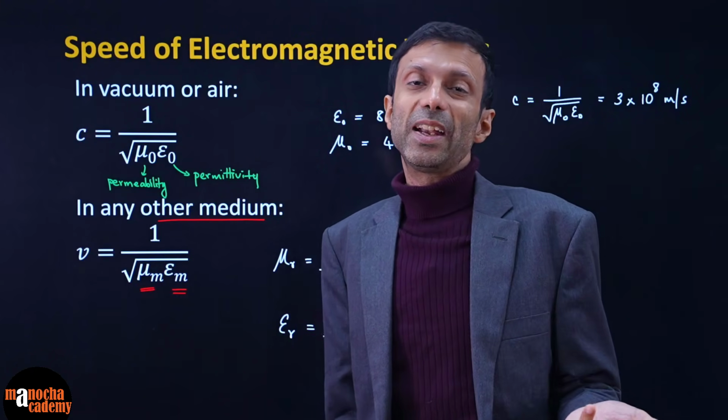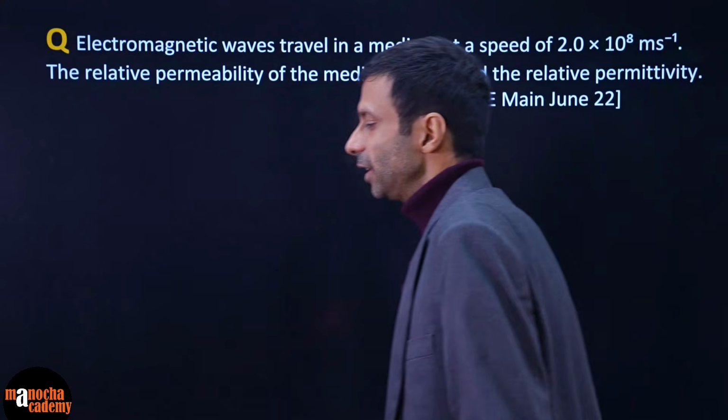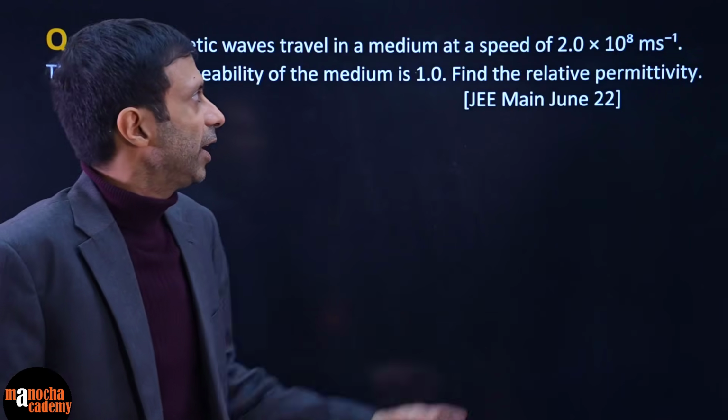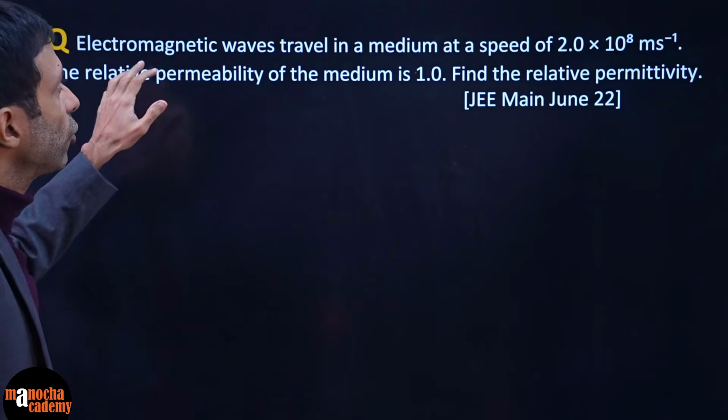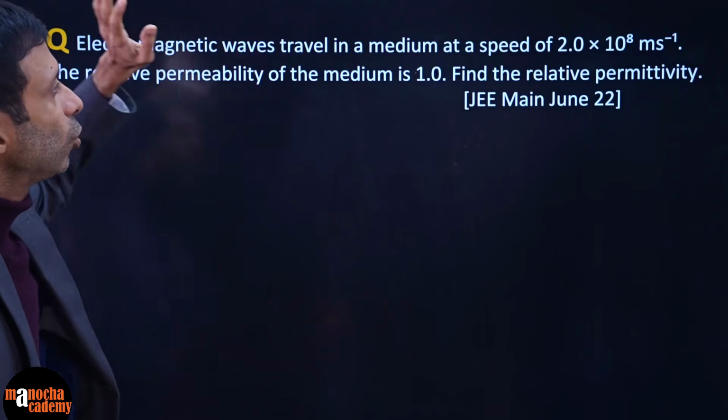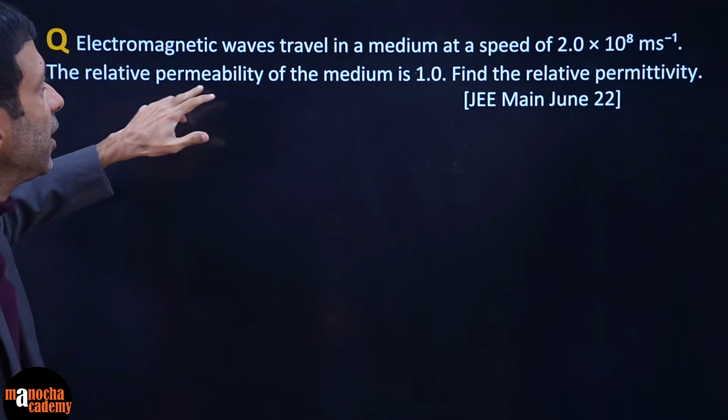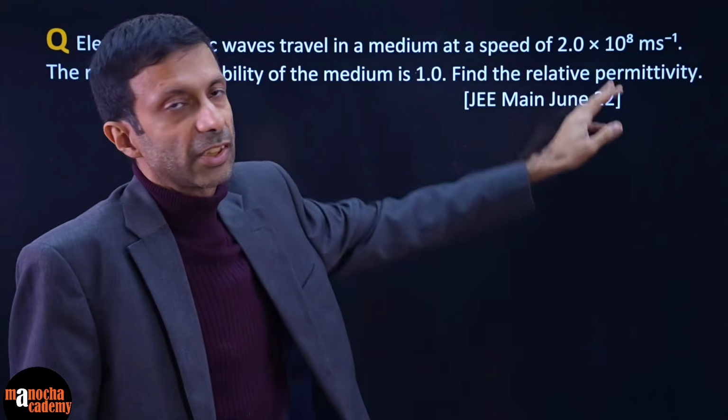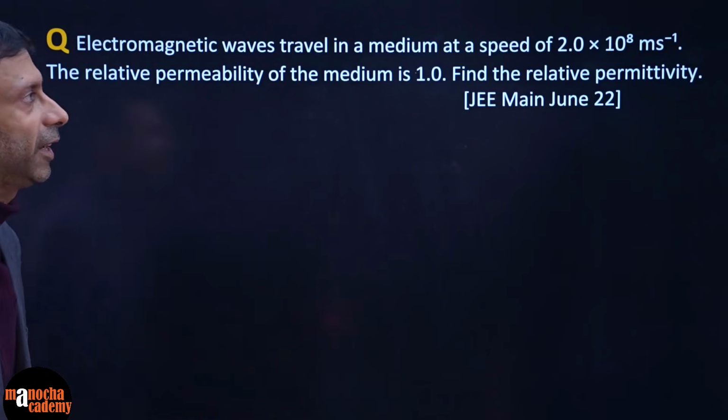Based on the values given, you can predict the speed of the electromagnetic wave. So let's try this question, which came in JEE Mains 22. Electromagnetic waves are traveling at the speed of 2 times 10 to the power 8 meter per second. Relative permeability is given to you. They are asking you to find the relative permittivity.